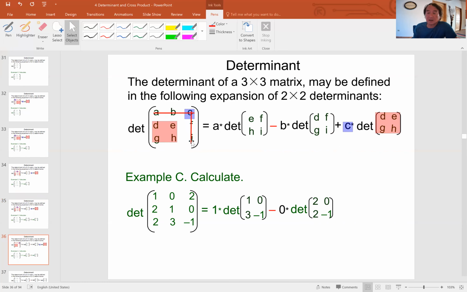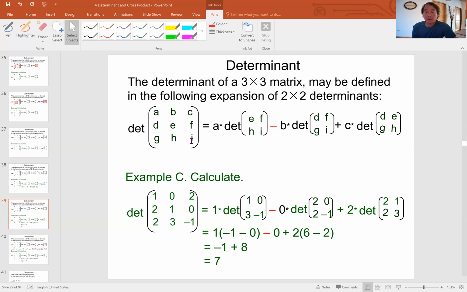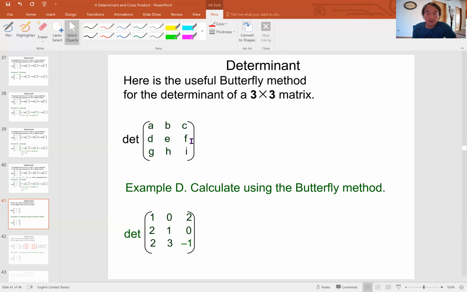Now go down to entry C and do the same thing. Then I expand the 2 by 2 determinants and calculate that. This is the expansion method. In particular, this one we expanded across the first row. There's also a butterfly method. By the way, this is what you get, but don't memorize this.